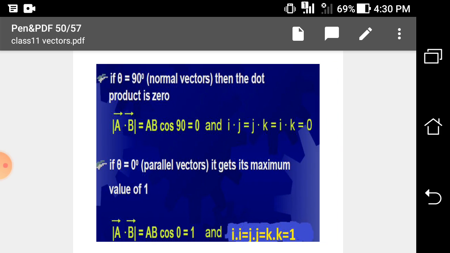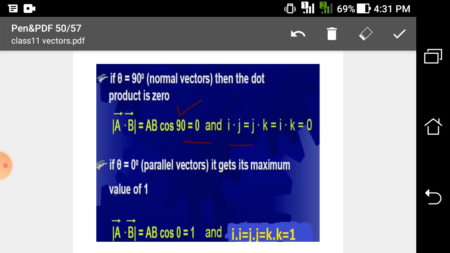Next, if the angle between the two vectors is 90 degrees, as you know, cos 90 is 0. So A dot B is equal to 0. Same with I dot J. I is the unit vector in the x direction, J is the unit vector along the y axis. So I dot J is also 0 because theta between I cap and J cap is 90 degrees and cos 90 is 0. It means I dot J, J dot K, K dot I are equal to 0.